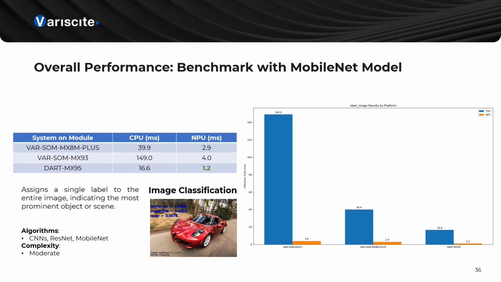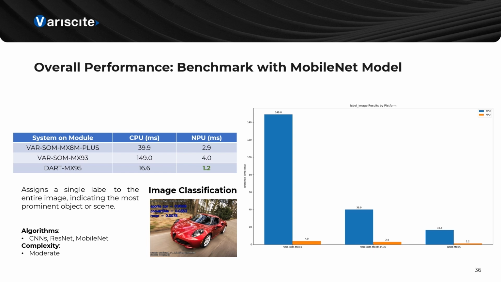And finally, the inference time for the DART-MX95 on the CPU is only 16.6 milliseconds and 1.2 milliseconds on the NPU. Again, even though the MX95 CPU is very powerful, the NPU is still over 13 times faster.